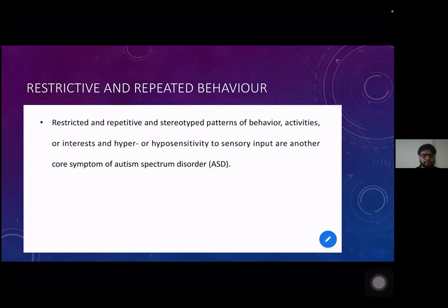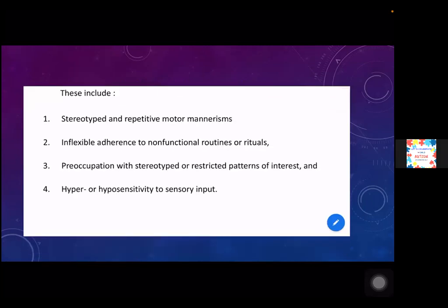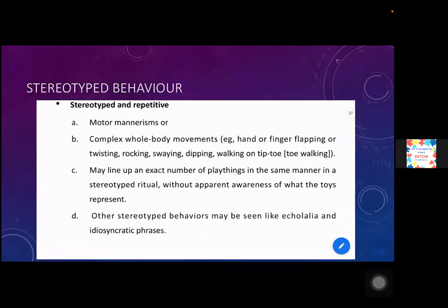These include repetitive motor mannerisms, inflexible adherence to non-functional routines or rituals, preoccupation with stereotyped or restricted patterns of interest, and hyper or hyposensitivity to sensory input. So what do I mean by stereotyped behavior? Stereotyped and repetitive motor mannerisms, for example, tapping on the table, flapping the hands, spinning the toys. These are all motor mannerisms.